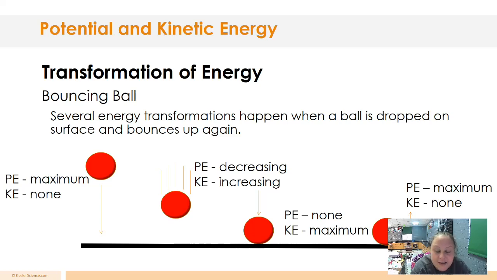When it hits the bottom to bounce back up, the potential energy is 0 and the kinetic energy is at its maximum. That means it's moving with all its force. And then at the very end, when it starts to come back up, that kinetic energy starts changing to potential energy because it's getting ready to stop when it gets back up.